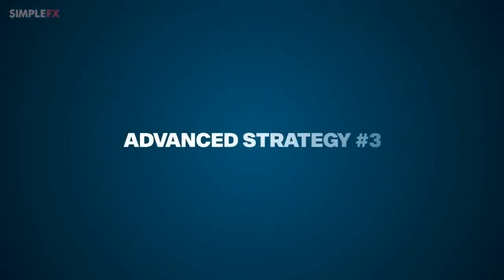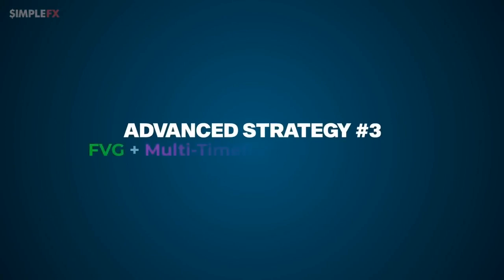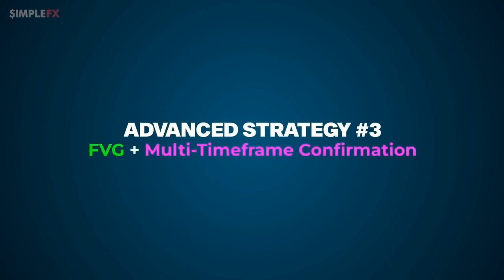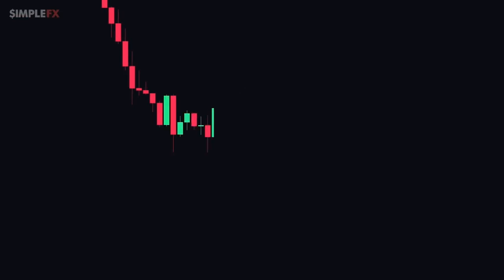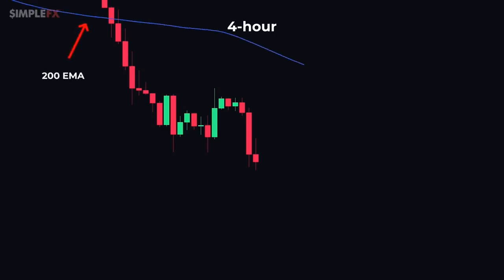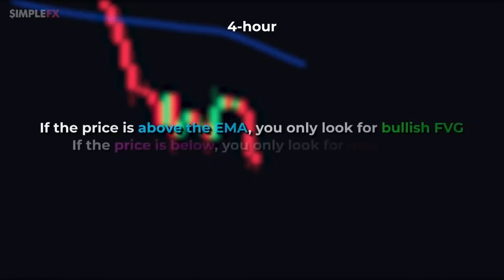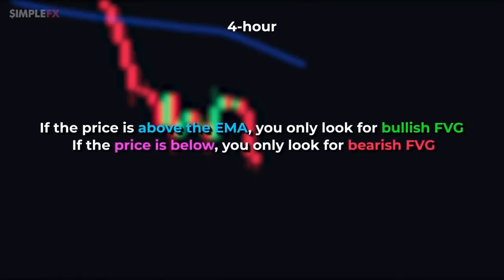Advanced strategy number 3. In this strategy, we're combining fair value gap trading with multi-time frame confirmation. First, start by choosing a time frame, preferably higher time frames like the 4-hour chart. Next, identify the long-term trend using the 200-period EMA indicator. The EMA helps to ensure that we're trading in the same direction of the long-term trend. If the price is above the EMA, you only look for bullish fair value gaps. If the price is below, you only look for bearish fair value gaps.